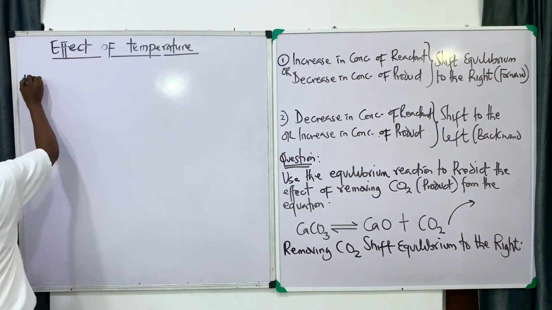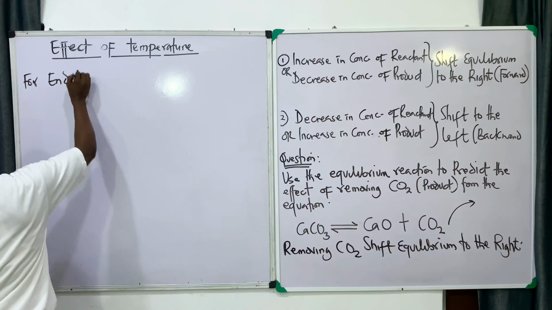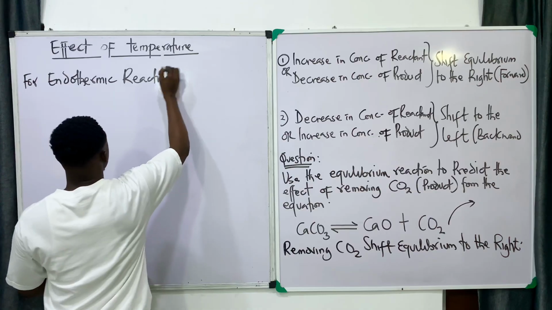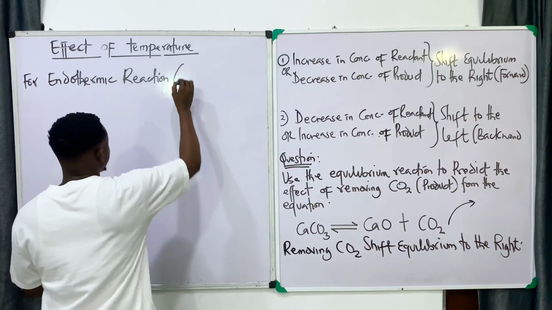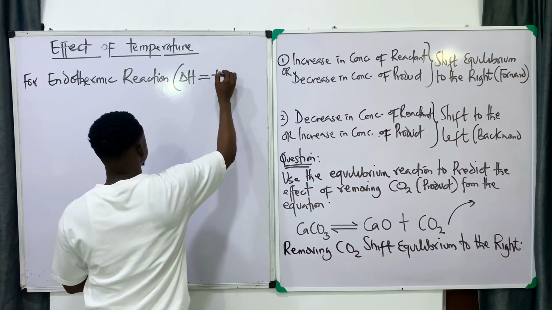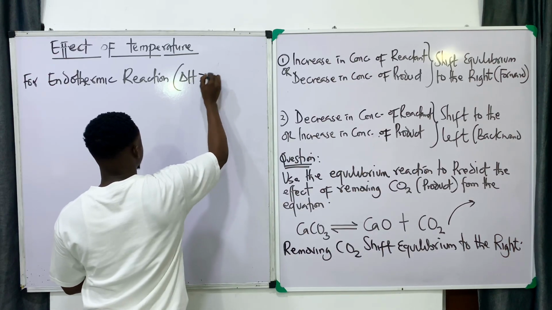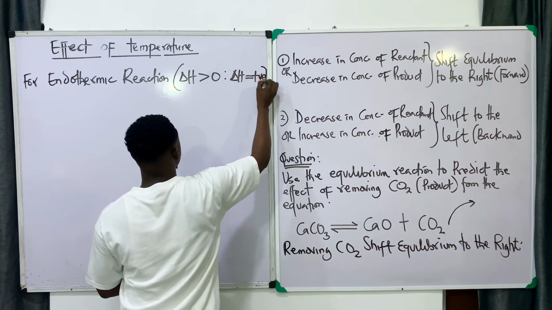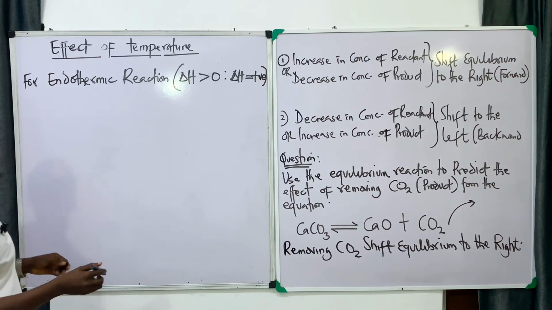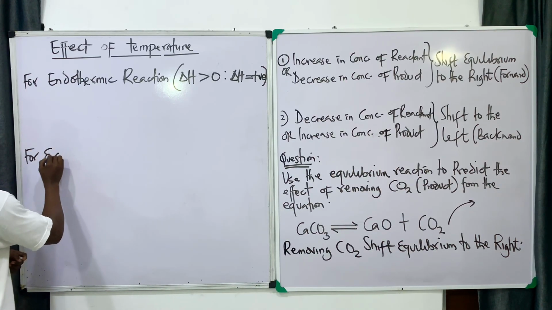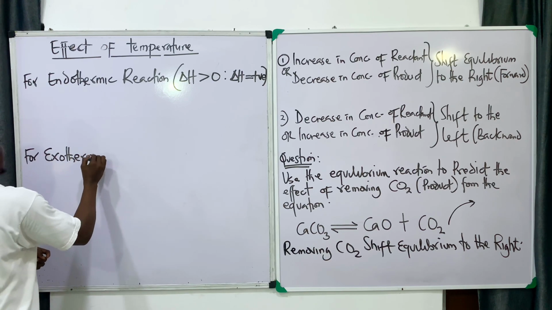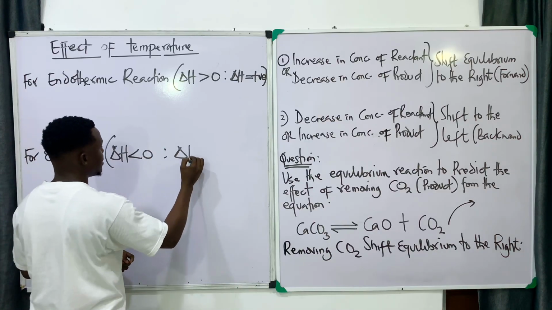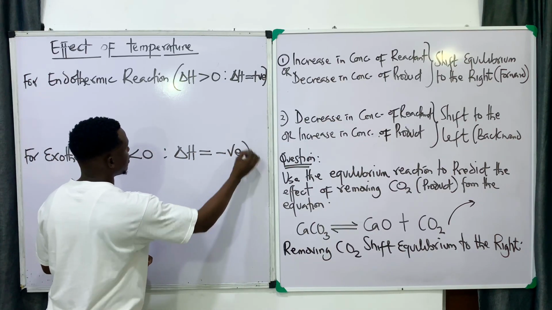So I'll say for endothermic reaction, how will I know if a reaction is endothermic? If the delta H is positive, delta H is greater than 0. That is, delta H equals positive. For exothermic, delta H is less than 0. That is, delta H is negative.